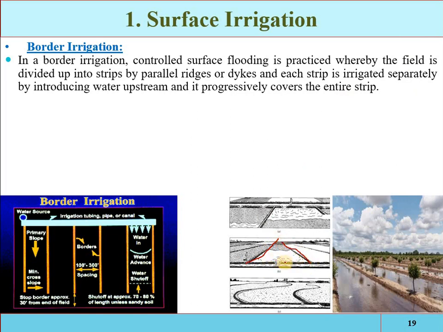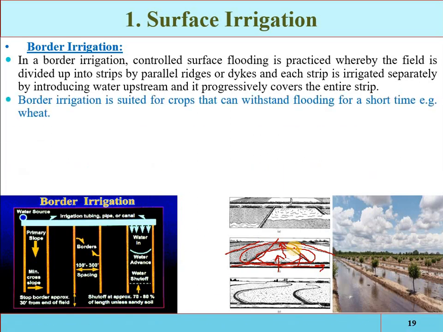Suppose this is one of the strips in the field. This one is another strip, this one is another strip. Suppose this is the main supply channel of the field. So the water is introduced into the strip at the upper end, and this white portion is actually the flowing irrigation water, which is called the sheet flow. So the water is flowing in a sheet form from the upstream to the downstream, and you can see that this sheet is guided by these borders. So that's why it is a controlled manner. The water is guided by these ridges or borders.